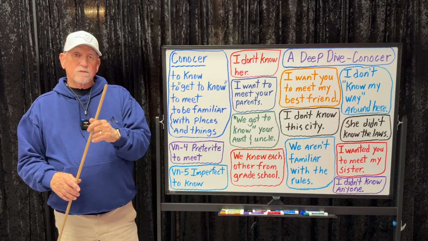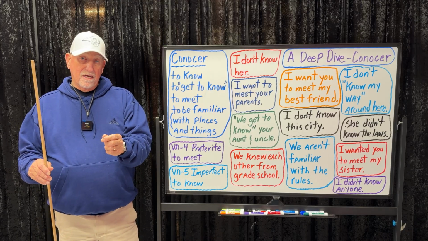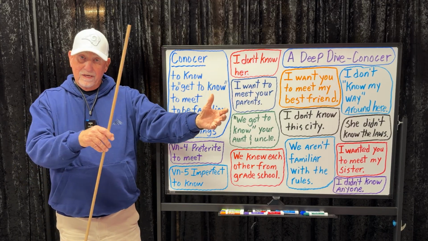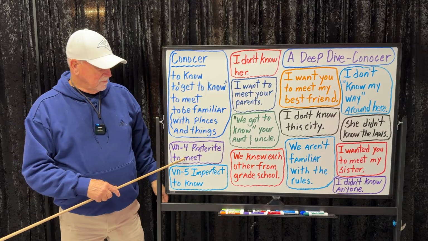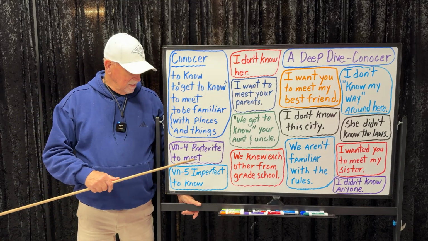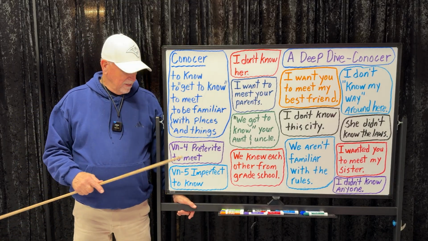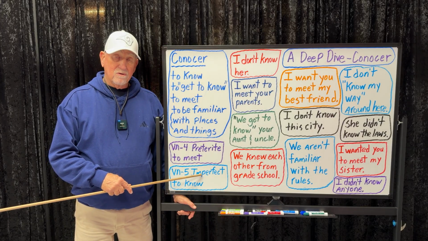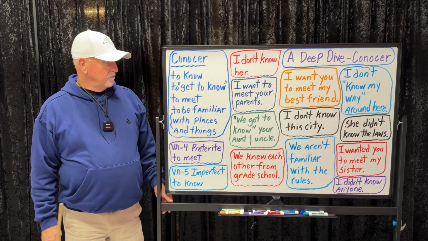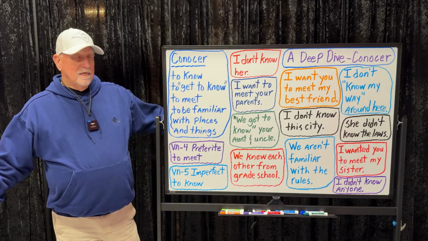So remember to use the personal A in front of the person that you're knowing, right? And make sure when you go into the past, if you want to say you met someone, it's going to be conocer in the preterite. If you want to say you knew someone, it's going to be conocer in the imperfect, conocía. Okay? Es todo por ahora.